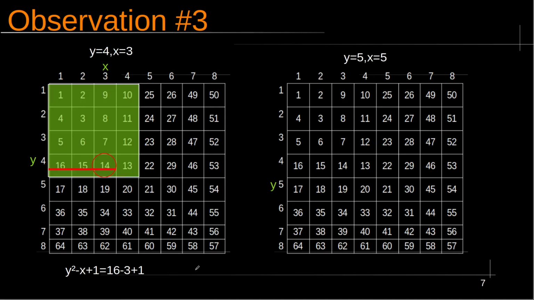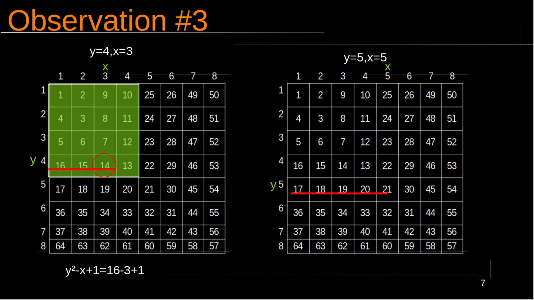Let's see the example on the right. We have y is equal to 5, so we have to find out the element at row 5 and column 5. We can use this line.